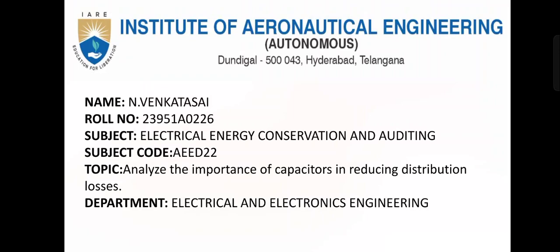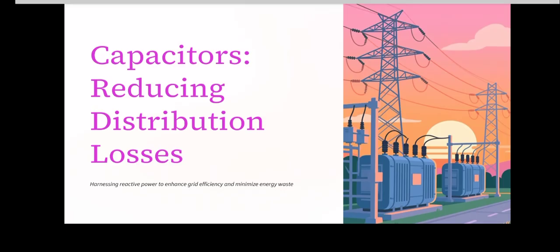Institute of Aeronautical Engineering, Autonomous, Dundigal. My name is N. Venkat Sai, roll number 2395180226. Subject: Electrical Energy Conservation and Auditing. Subject code AWD22. Topic: Analyze the importance of capacitors in reducing distribution losses. Department: Electrical and Electronics Engineering.